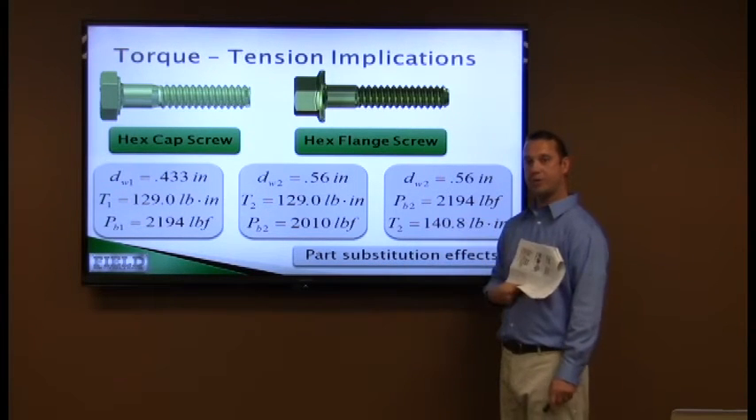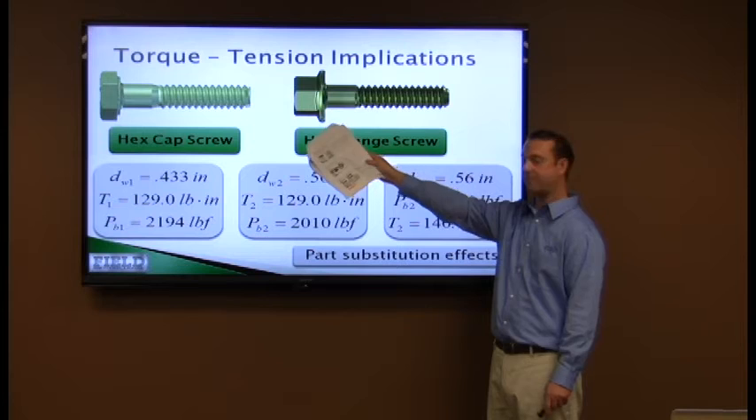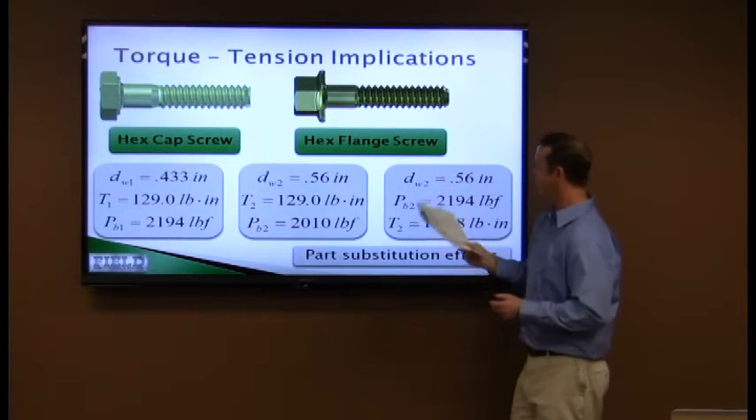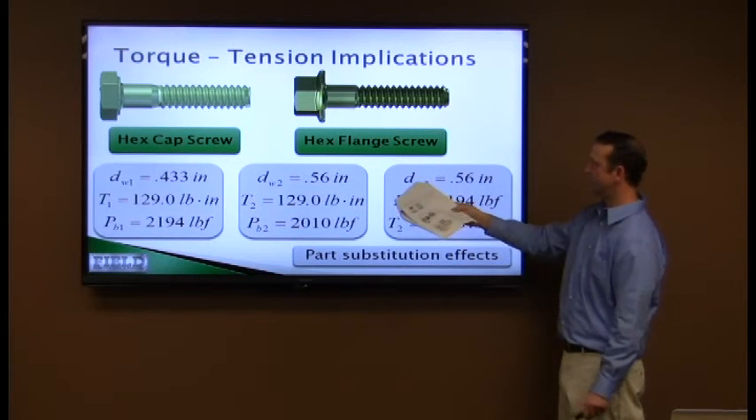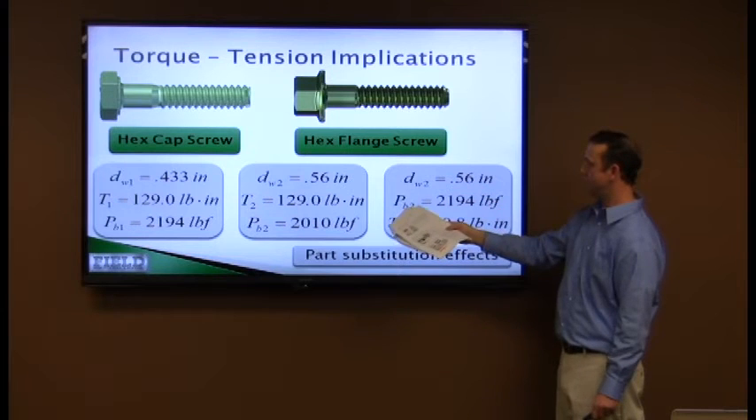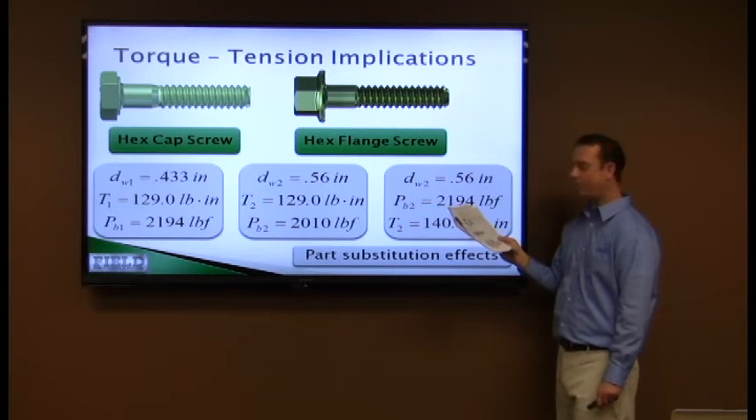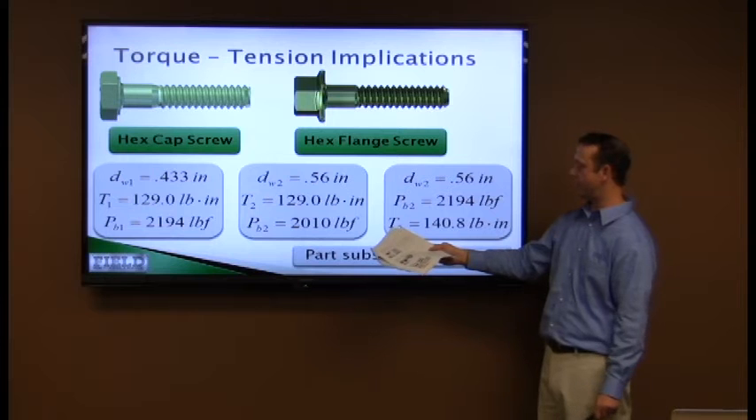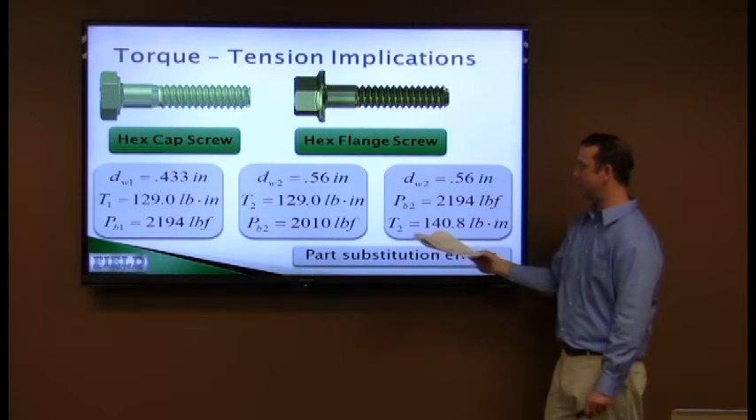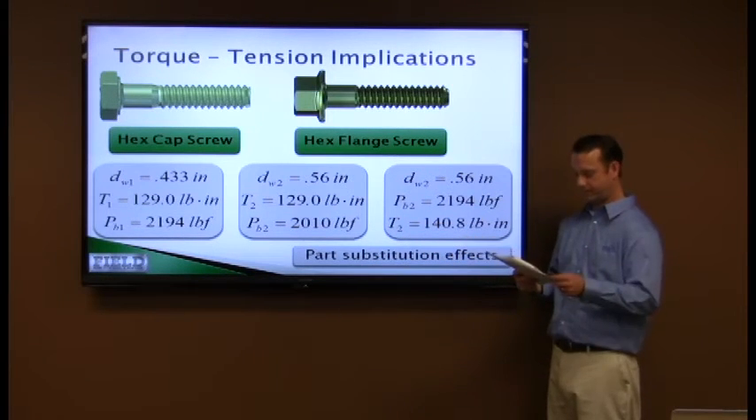So the correct way to do this would be, yes, I can substitute this hex flange screw right here, but I do adjust my torque to compensate. So again, we've got our new washer diameter. We know the preload we want to aim for. We redo our calculations, and we learn that the new torque to use this part is now 140 inch-pounds.